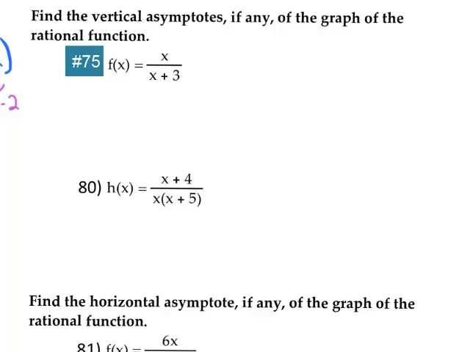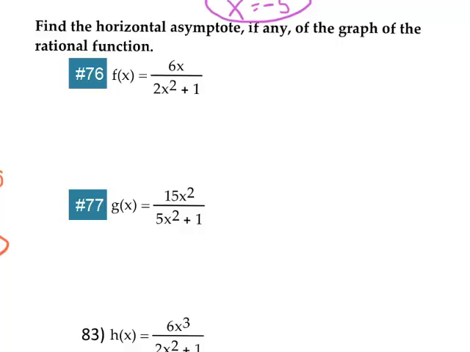Find the vertical asymptotes, if any, of the graph of the rational function. Vertical asymptotes we get by setting the bottom of our fraction equal to 0. x plus 3 equals 0, we'd subtract 3 from both sides, and x equals -3. That's our vertical asymptote for that one.